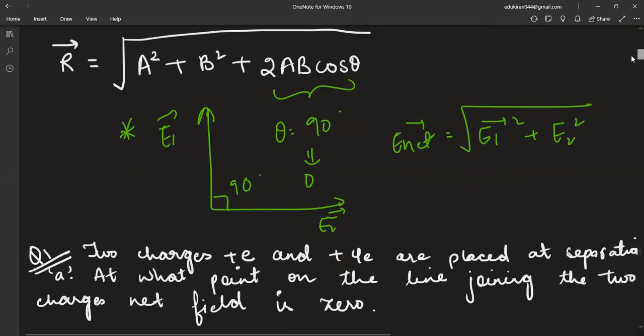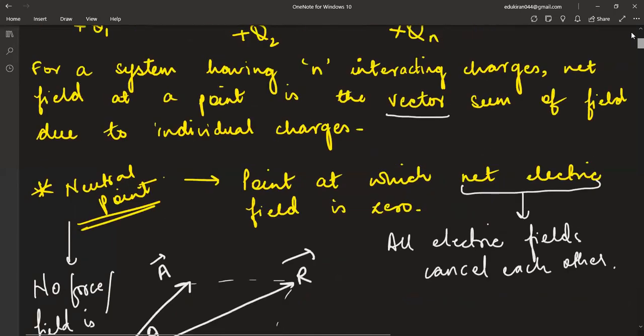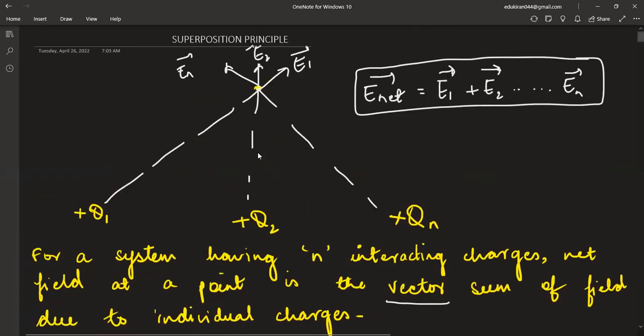Let's see some questions also. But before that, note down these points. Make the heading superposition principle. This is the principle. This is the statement. This is the principle. Note it down.